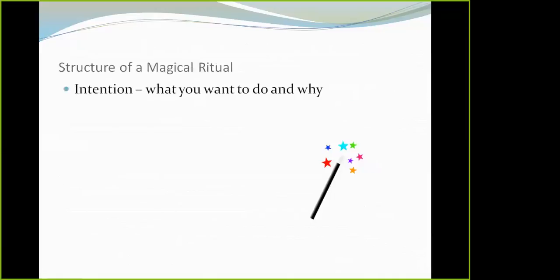So, the structure of magic, the structure of a ritual. The first thing you need to do is have an intention.